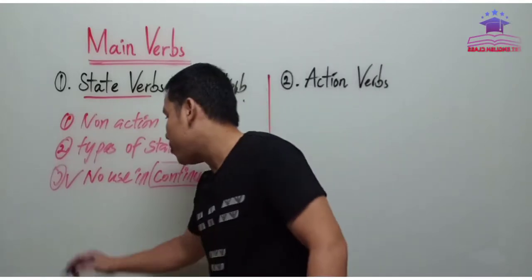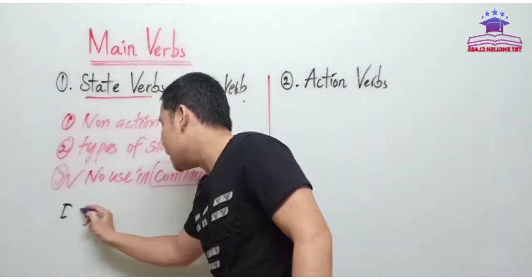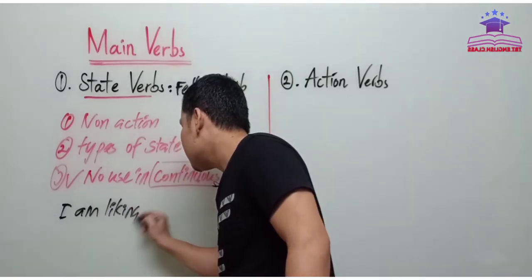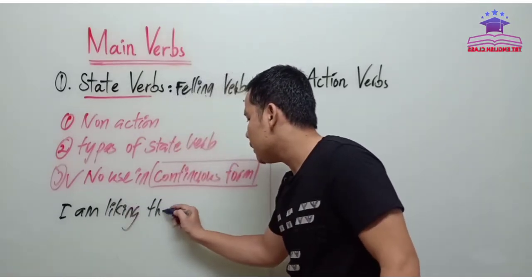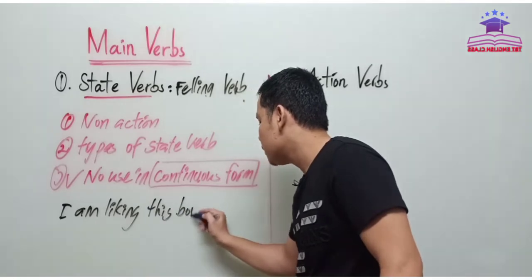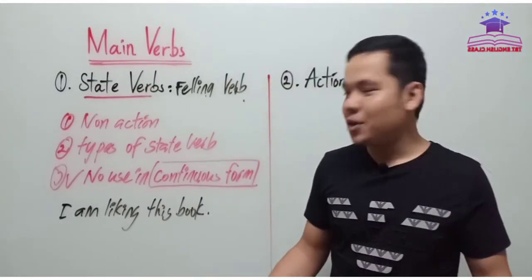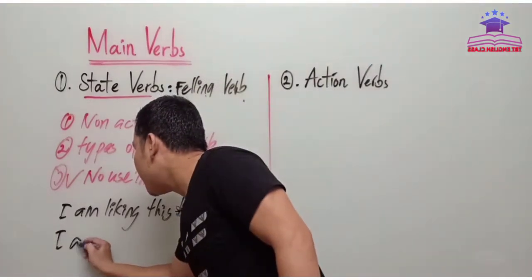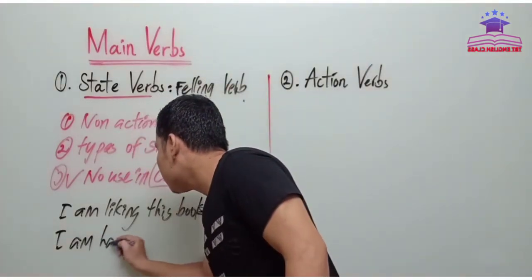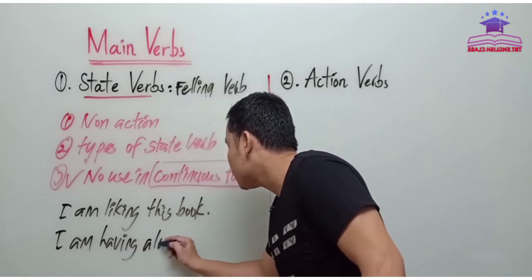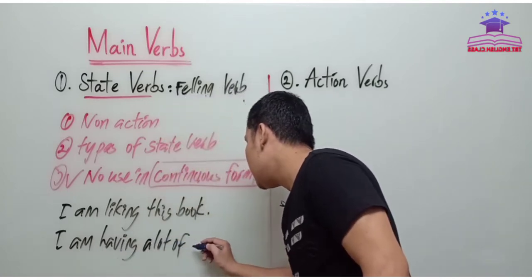For example, I say I am liking. Am I right? I am liking this book. Everyone? When I say I am liking this book, am I right? I am having a lot of books. Yes, a lot of books.